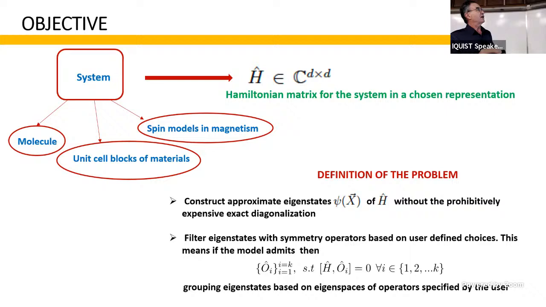This is what we do in a molecular system, or if you have boundary conditions in a unit cell for materials or spin models. Starting with this matrix, how do we find the eigenvalues and eigenvectors? Again, if you go to the phase estimation algorithm, it's the same. You have this matrix, we call it U, you put it in a quantum computer, and the phase estimation will find you the phase of this method.